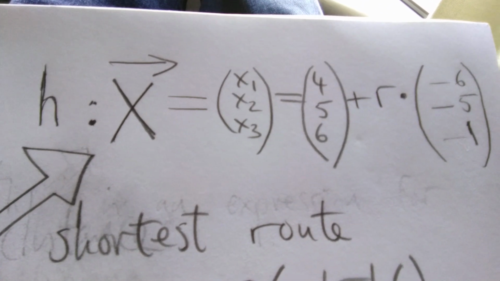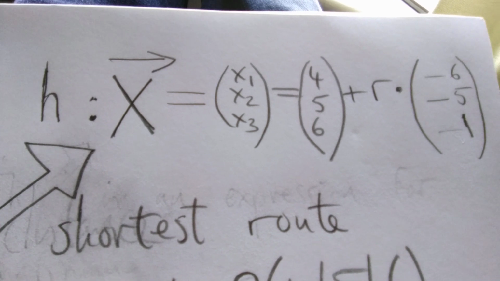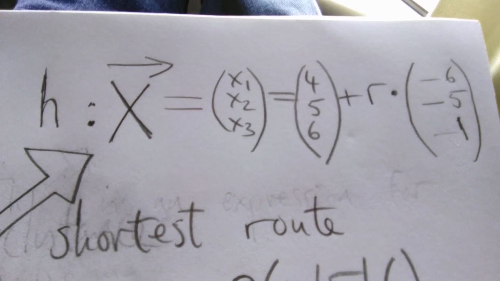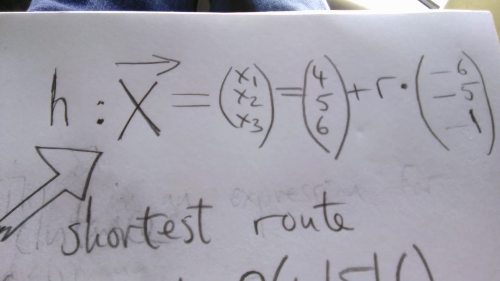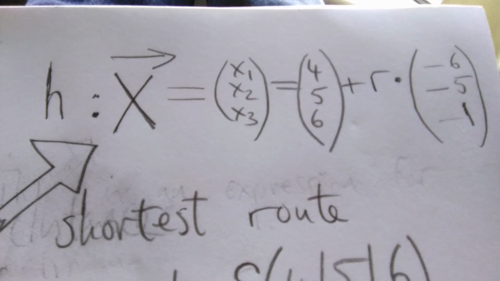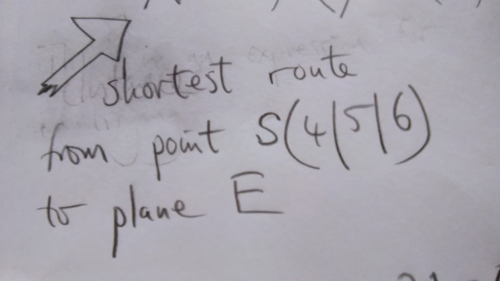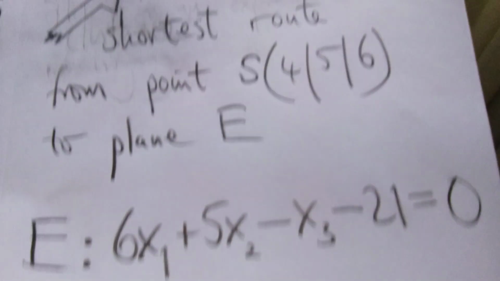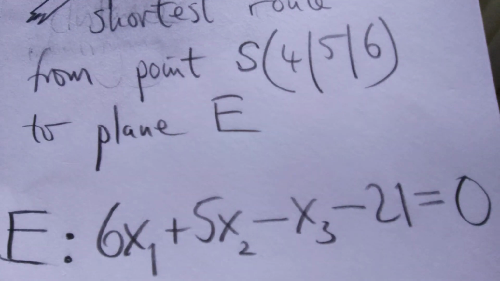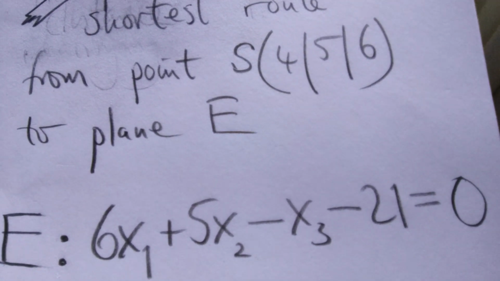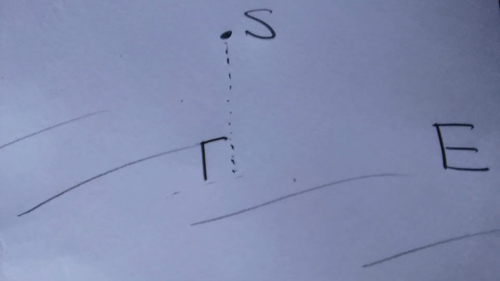This is our instrument for getting us by the shortest possible route from point S, which is (4, 5, 6), to plane E. Plane E is defined in this formula, and here is a very simple sketch showing point S and plane E.